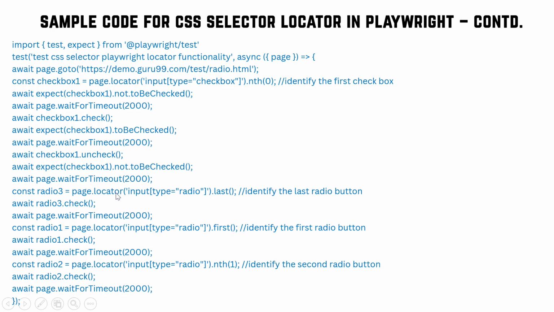You can even have a radio button. You could see tag name type equal radio. You can use last, first or nth. So first will work on the first option, last will work on the last option. You can use nth 0 to n minus 1. In case the size of the options is n, it will be 0, 1, 2, 3 like that. In case there are 4 options, it will go 0, 1, 2, 3. Otherwise you can use last and first also.